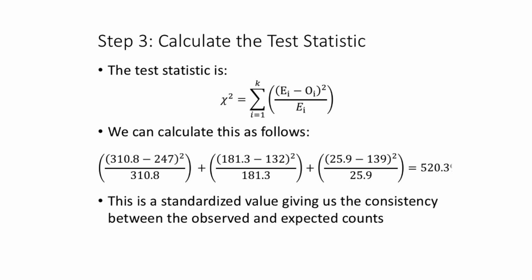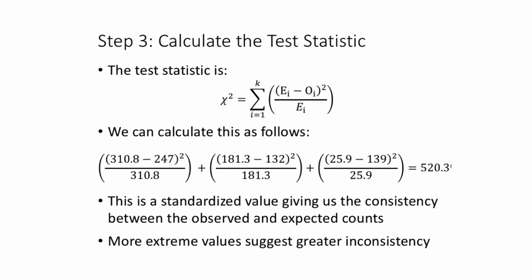One way to think about the chi-square test statistic is that it's kind of like a standardized value. We're standardizing each difference between the expected and observed counts by the expected cell counts. So it's a standardized value that gives us the consistency or inconsistency between our observed and expected cell counts. If the differences between E and O for each category are large, those squared values are going to be pretty large. The greater the difference between the expected and observed counts, the larger the value of the chi-square test statistic, suggesting inconsistency between our claimed proportions and our actual observed counts.